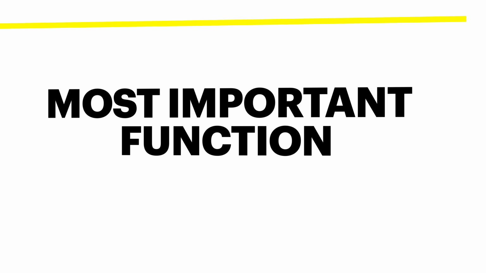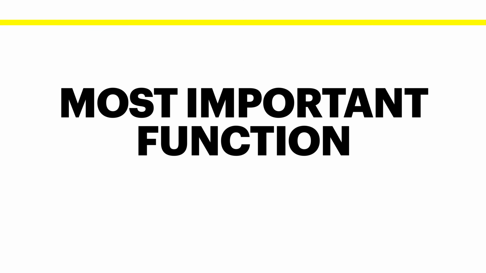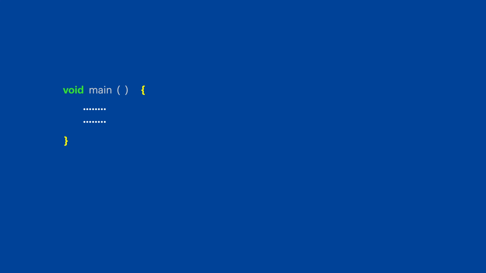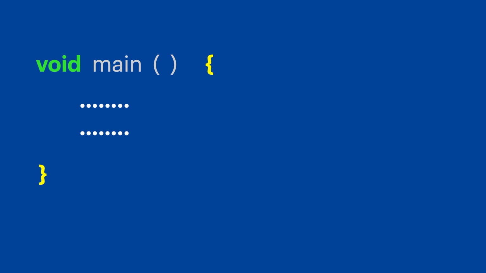Now, every Java program must have one function, and that is the main function. Main function is the first function to be executed within a Java program. Whenever we execute our program, this function gets called first, and the code within the main function gets executed. Do note that any Java program can never have more than one main function.